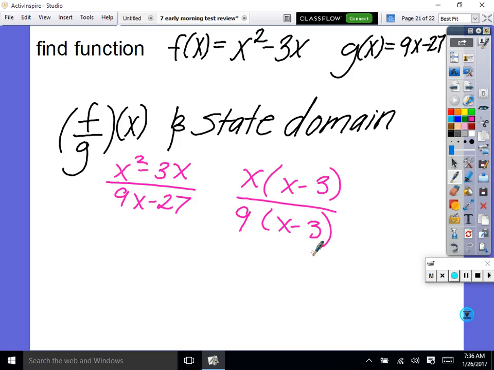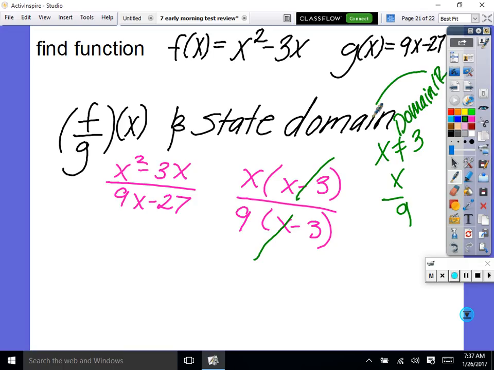Now before we divide anything out, we've got to restrict the domain. So x cannot be 3 because we can't divide by 0. So that 9 is okay because there's no variable. Now we'll divide out. So our final answer would be x over 9. Our domain was all real numbers except x can't be 3. And that's the last problem on the test.